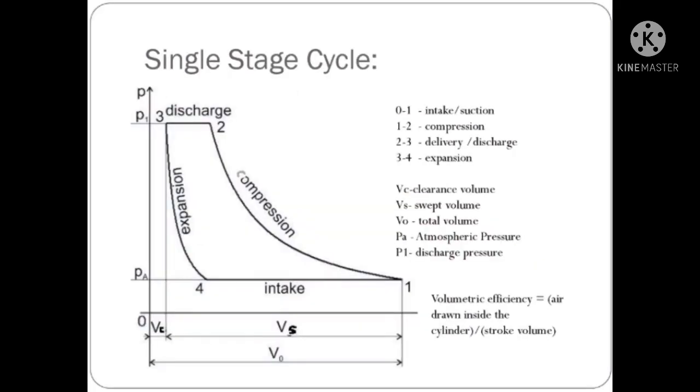Here's the graph for the single stage air compressor cycle. So there are basically 4 stages in this air compressor. First, 0 to 1 is the intake, then 1 to 2 is the compression, and 2 to 3 is the discharge, and then there will be an expansion in 3 to 4. These cycles repeat.